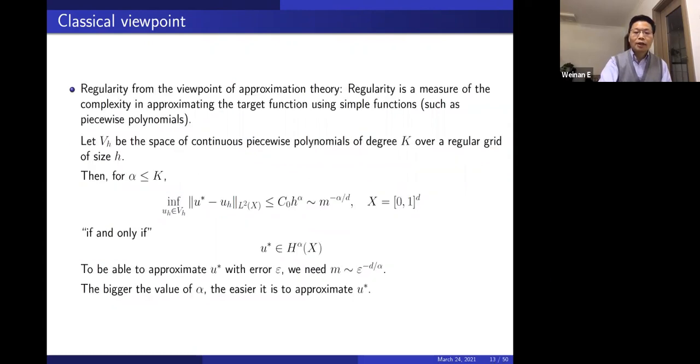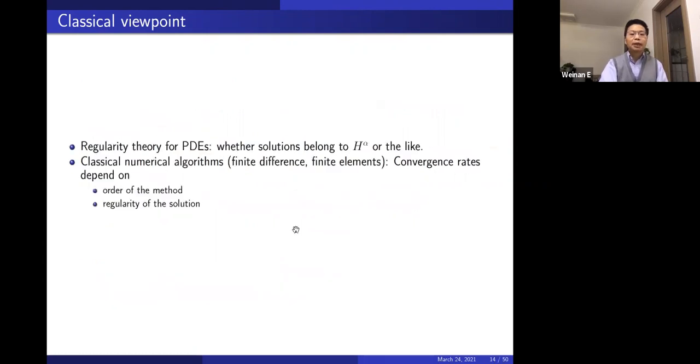So now, knowing that, the next thing when it comes to approximating solutions of PDEs is to ask how regular is the solution of that particular PDE, namely whether the solution belongs to some Sobolev class or similar spaces. That would be the regularity theory of PDEs. And then classical numerical analysis is about showing that a particular algorithm, finite difference, finite elements, converges with a certain order of accuracy. So this is the classical framework.